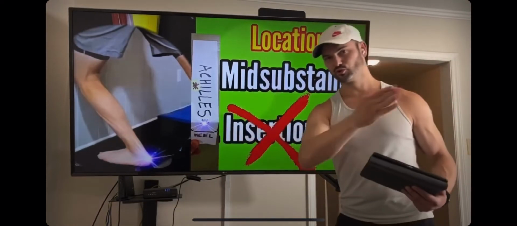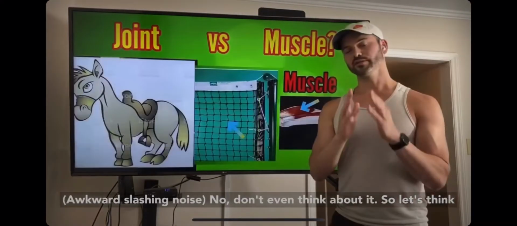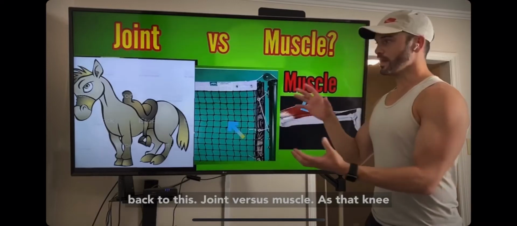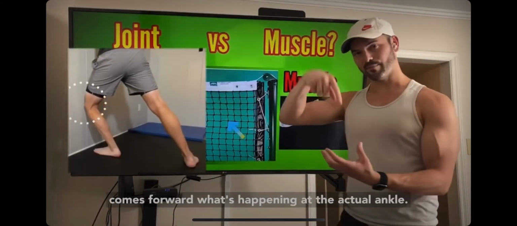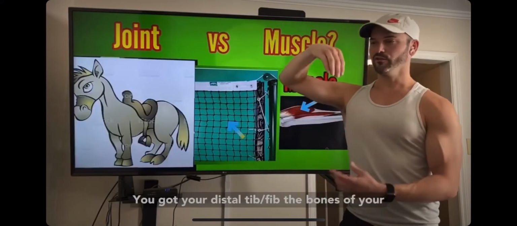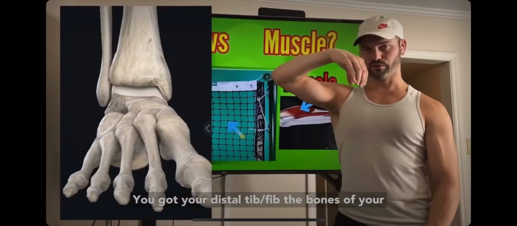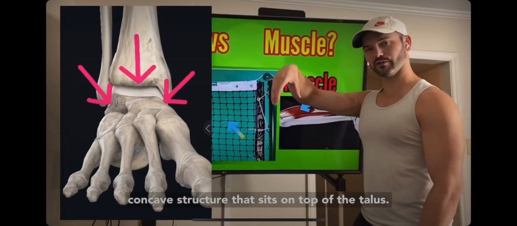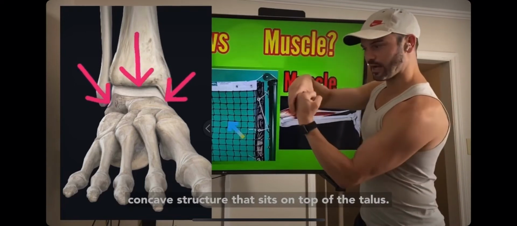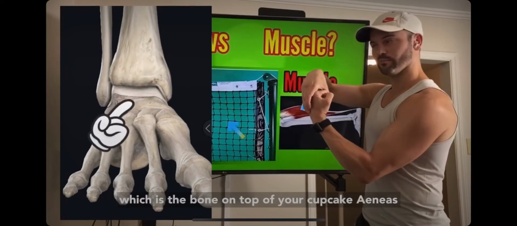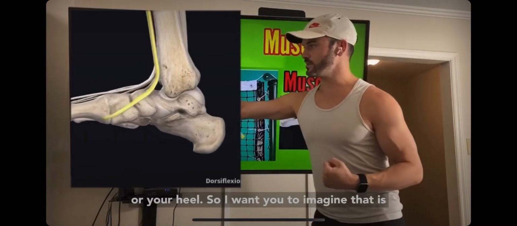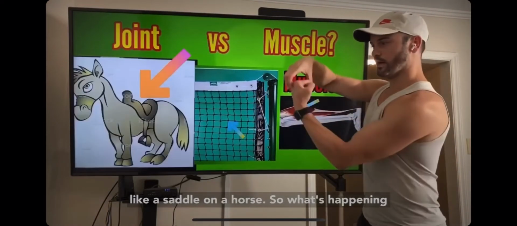Insertional, no go, don't even think about it. So let's think back to this. Joint versus muscle. As that knee comes forward, what's happening at the actual ankle? You've got your distal tib fib, the bones of your lower leg, they come down and they form this concave structure. That sits on top of the talus, which is the bone on top of your calcaneus or your heel. So I want you to imagine that as like a saddle on a horse.